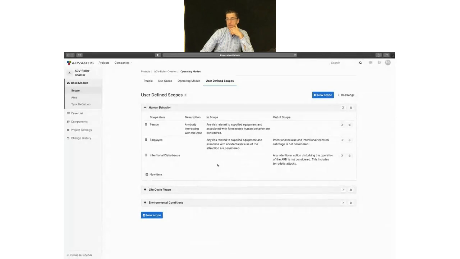Intentional disturbance, so this would be outside people trying to disturb, not even the person wanting to ride, but outside disturbances. So again, these are just examples.